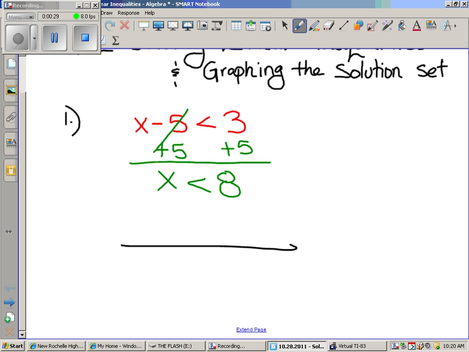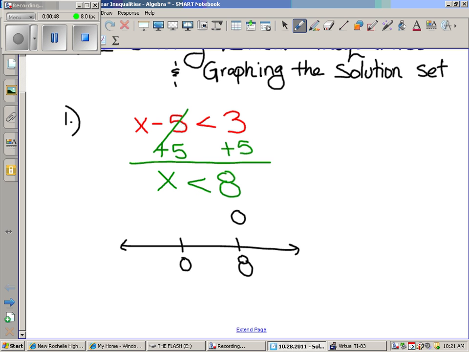Now I showed you how to graph these in your calculator, but now I want you to make the graphs yourself. Here's 0, here's 8. Let's just put it down. Okay? Now what goes above the 8? An open hole or a closed hole? Open, because of this symbol right here. It's got no bar underneath it.